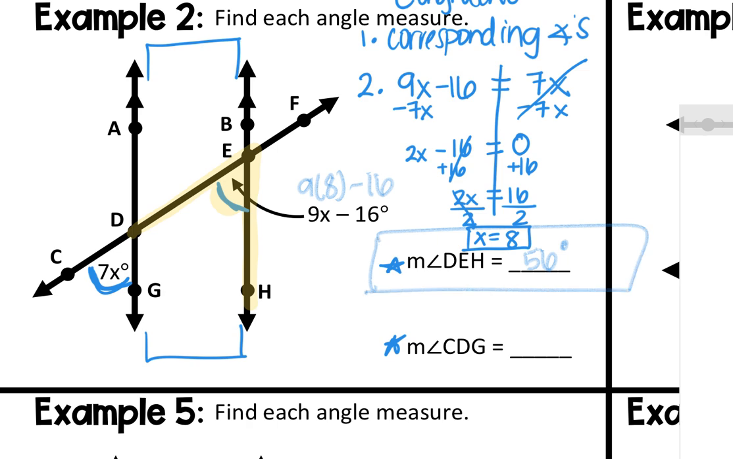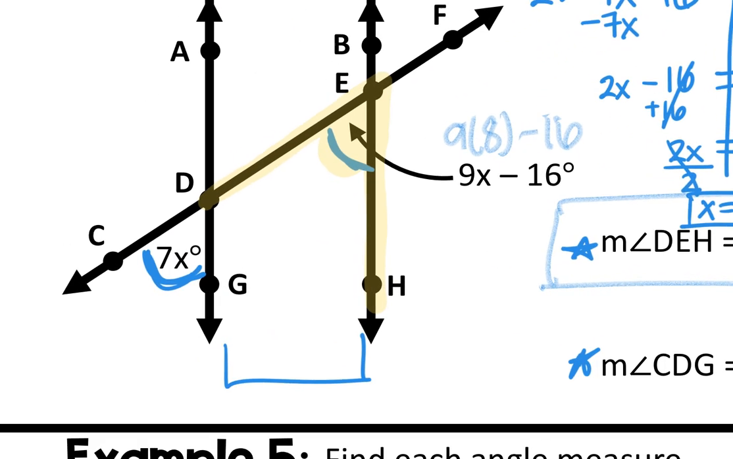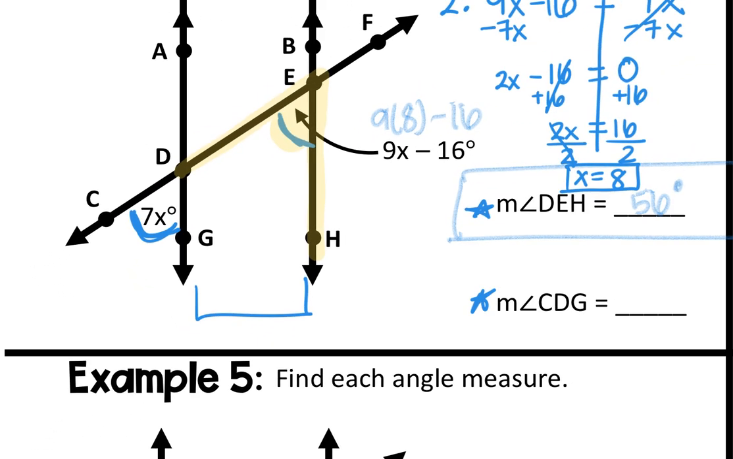Let's get the other answer. So in my other expression, in my other angle is what I'm looking for. CDG. So it's this angle right here. 7x. So I'm going to do 7 times 8. Remember, take out x, plug in the number that you were looking for. 7 times 8 is going to give you your answer. Of course, if you don't know what 7 times 8 is, you can put it in your calculator, but it should be exactly the same angle that you just got, which is 56.